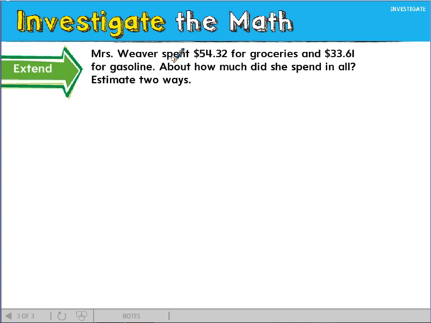All right, so Mrs. Weaver spent $54.32 for groceries and $33.61 for gasoline. She must drive a hybrid. It costs me $90 to fill my truck. About how much did she spend in all? Estimate in 2 ways. So give me one way I can estimate this answer.